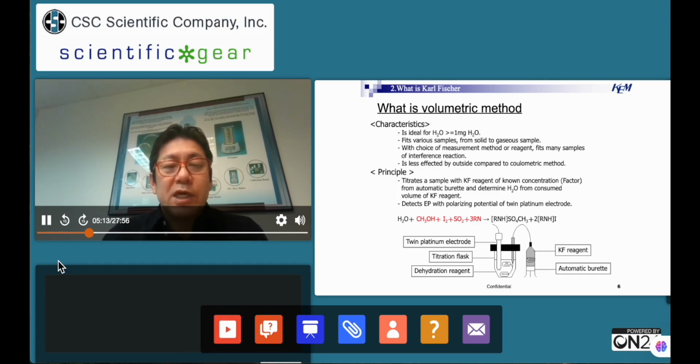We normally prepare the Karl Fischer reagent in the burette, then connect the twin platinum electrode and check the potential between the two pins. And in the flask, we prepare the dehydrated solvent, and then check how much the water content is.